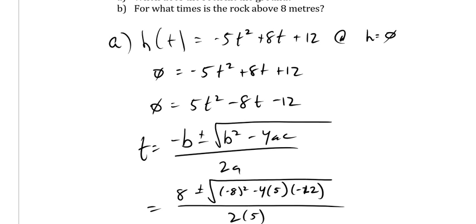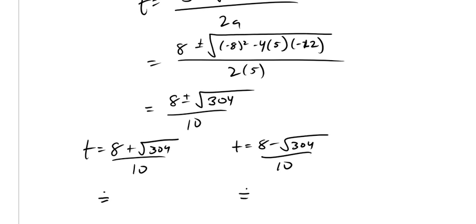I don't think it told us what to round to or anything, so let's see. Careful of brackets. So this one I got 2.5. And this one I got negative 0.9. So 2.54 and negative 0.94.